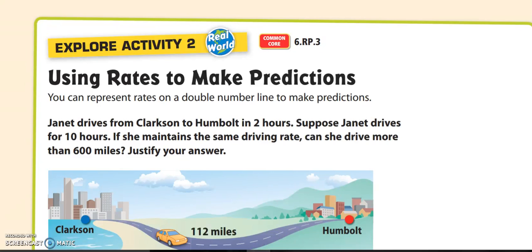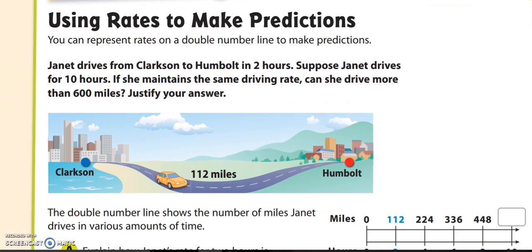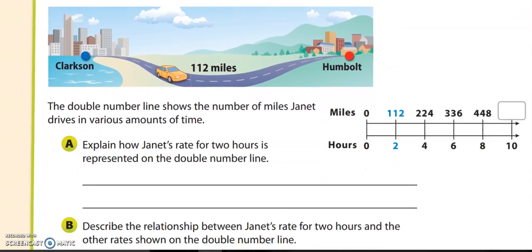Justify your answer. So right off the bat, I want to point out to you that they didn't trick us, but they gave us some information here. She drove from Clarkston to Humboldt. That's 112 miles, and they didn't quite say that in the reading, so you have to notice something. So it's 112 miles. Then they also point that out to you in the double number line.